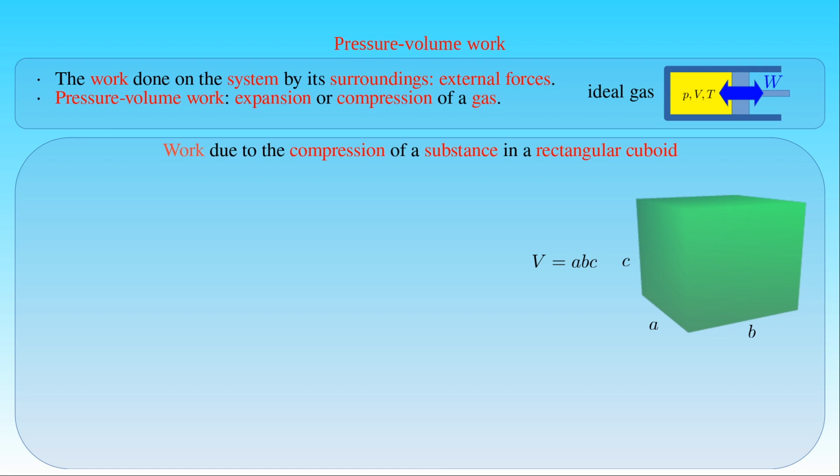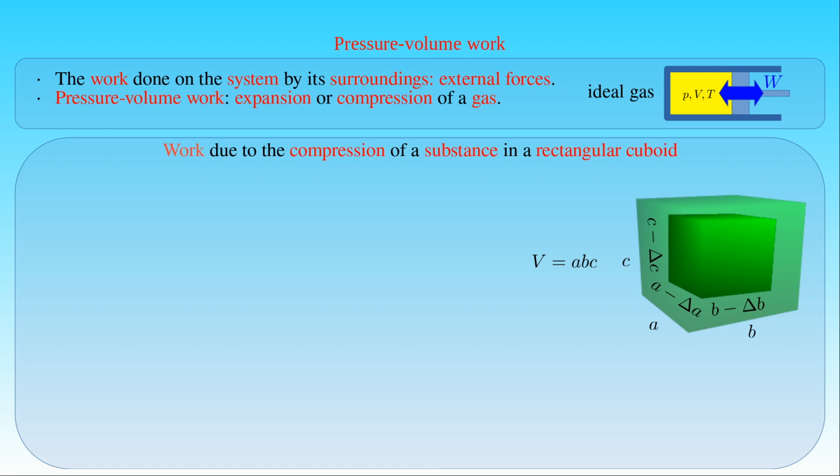Due to the compression, the volume of the substance will shrink and occupy a smaller rectangular volume with the length A minus delta A, the width B minus delta B, and the height C minus delta C. If we want to determine the pressure-volume work done by the pressure forces, we have to calculate the work done on the individual faces of the region containing the substance.